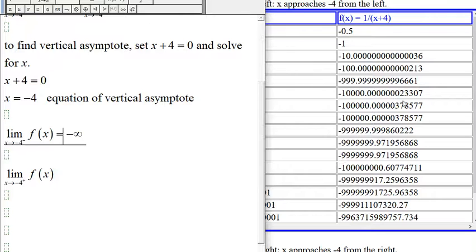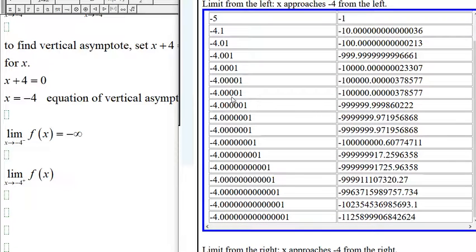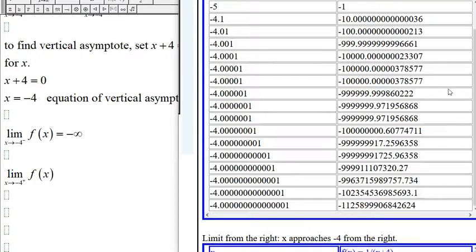Once again, if we look at the values right here, x is getting closer and closer to negative 4, and the y values are just getting larger and larger. Now let's look at the limit as x approaches negative 4 from the right.